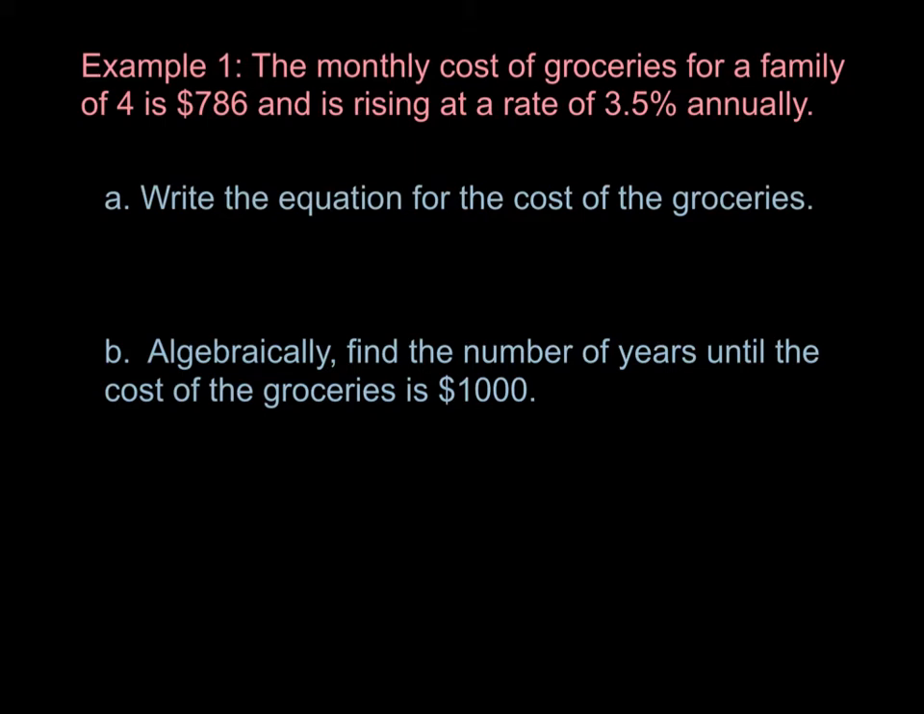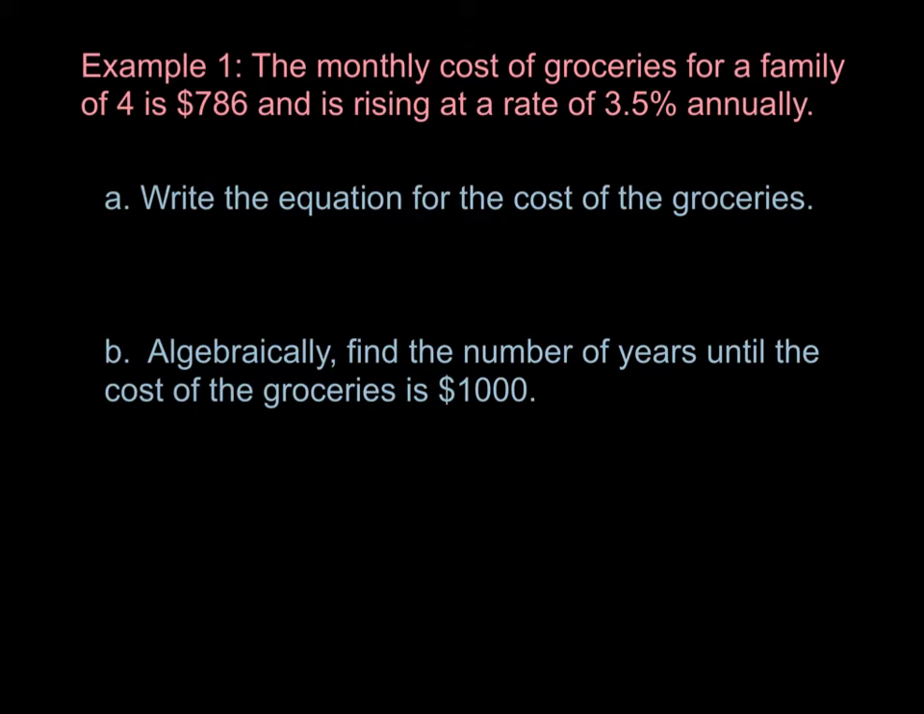Okay, so our first example says the monthly cost of groceries for a family of 4 is $786 and is rising at a rate of 3.5% annually. So the first job, and this again makes it a level 3, is that we're going to be asked to write the equation for the cost of the groceries. I hope you recognize this as an exponential growth situation because the cost is rising at a percentage rate, which makes this an exponential.